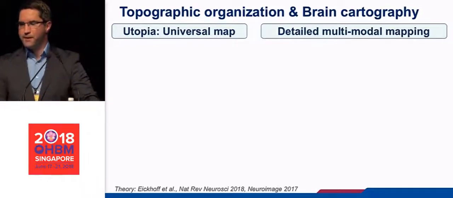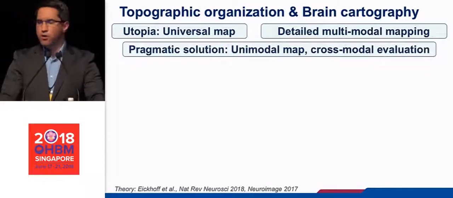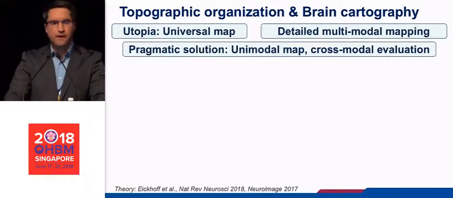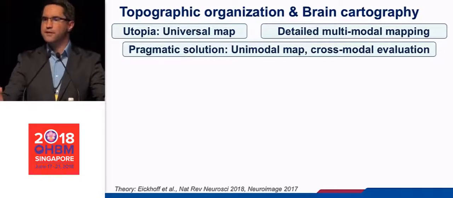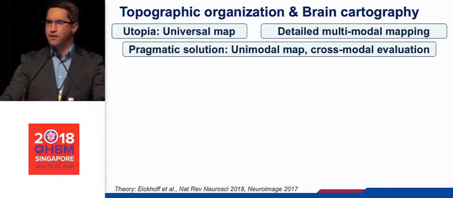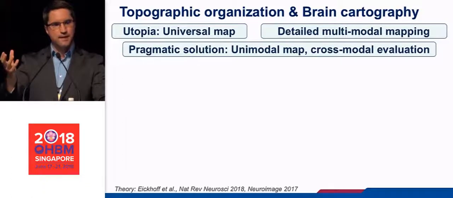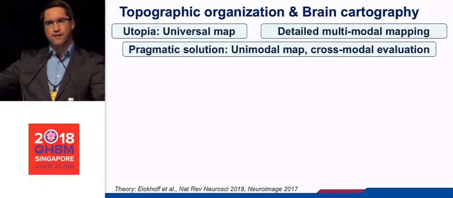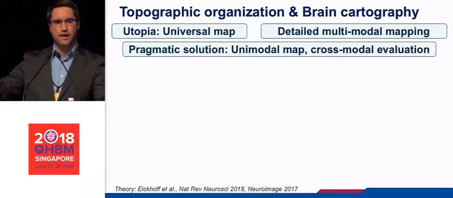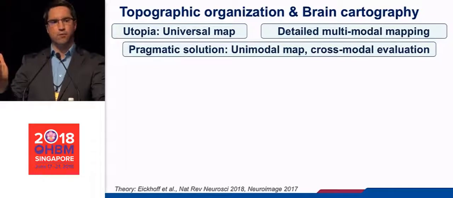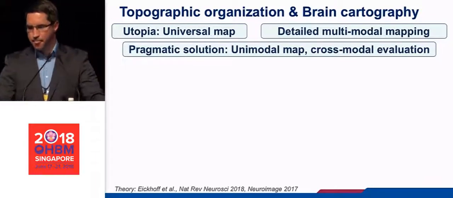So what we can do more practically, however, is to work with unimodal maps and then do cross-modal evaluation. Now, I've already shown you an example of that with the frontal pole. There was a map that was originally based on cytoarchitecture, and then we looked at different other things, connectivity, function, depression, gene expression, and in fact, indeed, the cytoarchitectonic border also coincided with differences in these things.